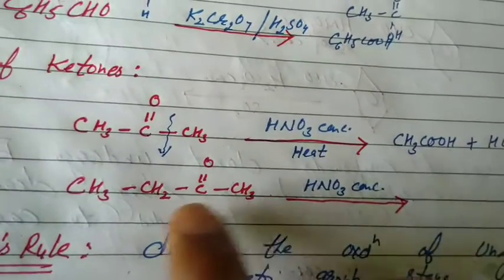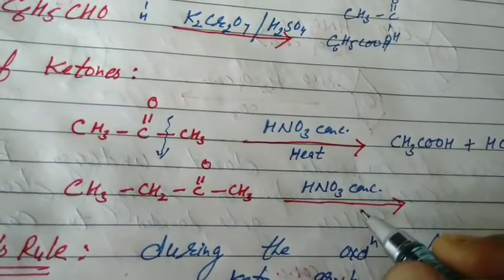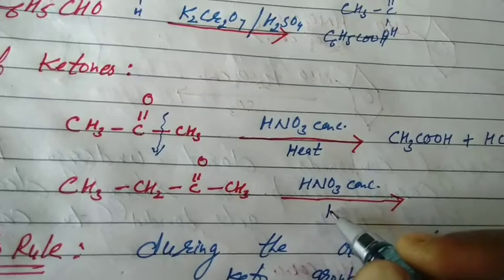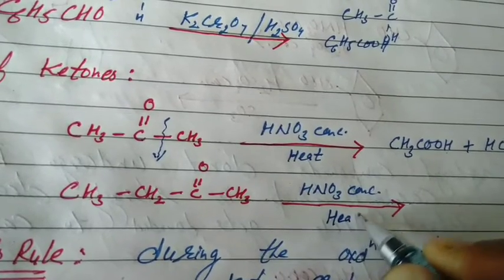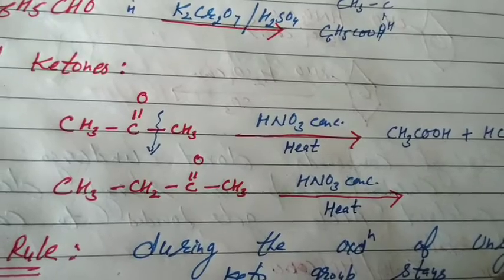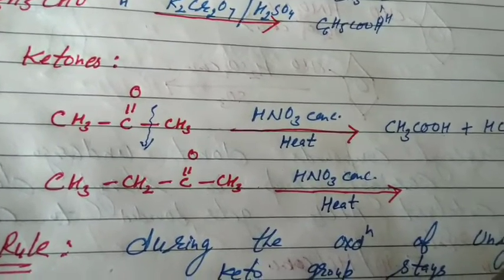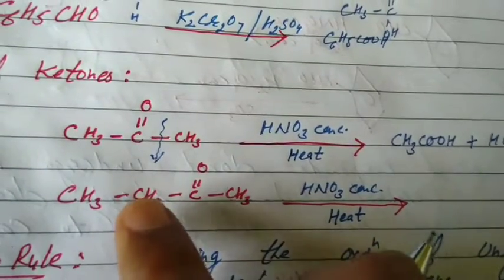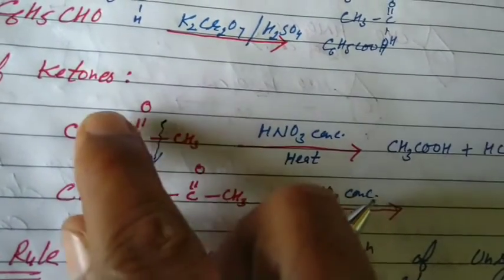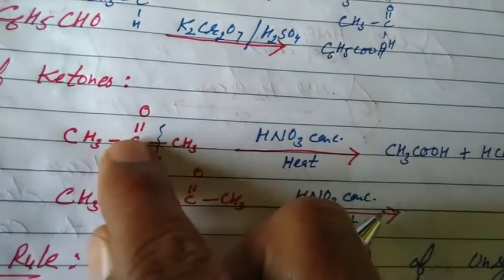Next, it is ethyl methyl ketone. Is it oxidized under normal conditions? No, it is oxidized under drastic conditions using concentrated HNO3 at elevated temperature. At elevated temperature, there is breakage of the bond between the carbonyl carbon and the alpha carbon. But students, please notice, the previous one was a symmetrical ketone. You can break from either end. If you break from this end, again you get methanoic acid and ethanoic acid.